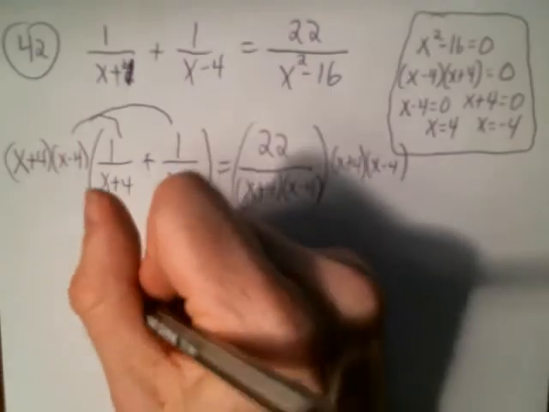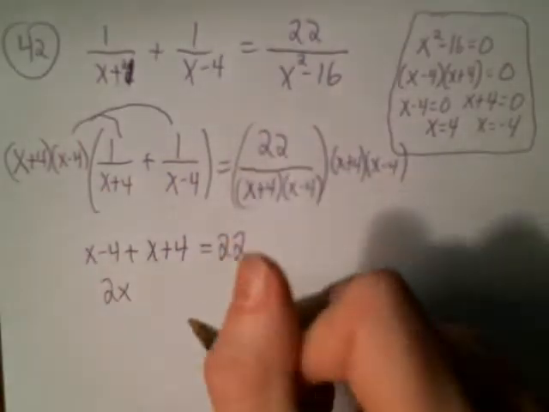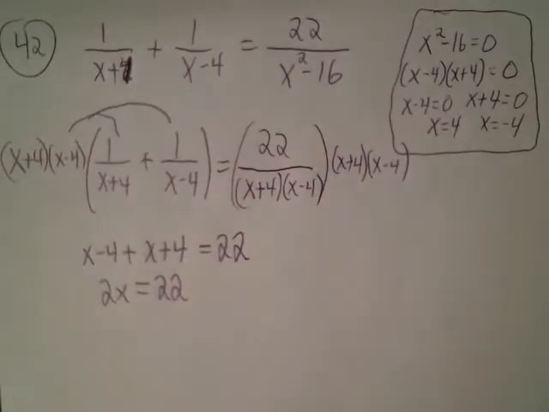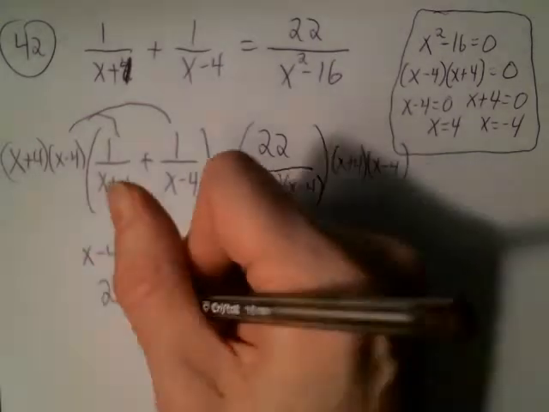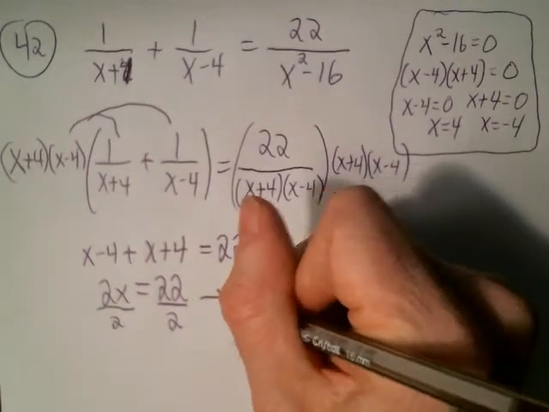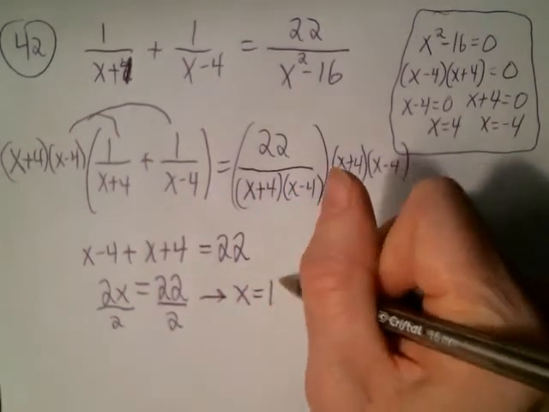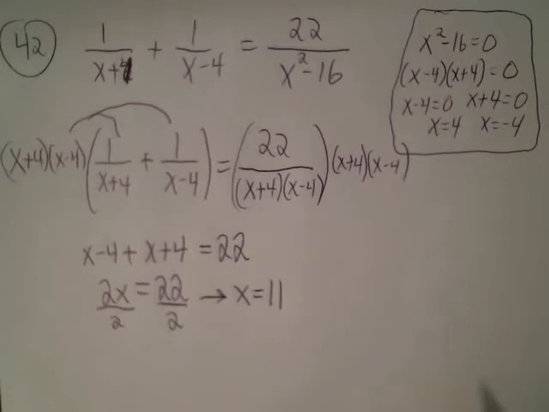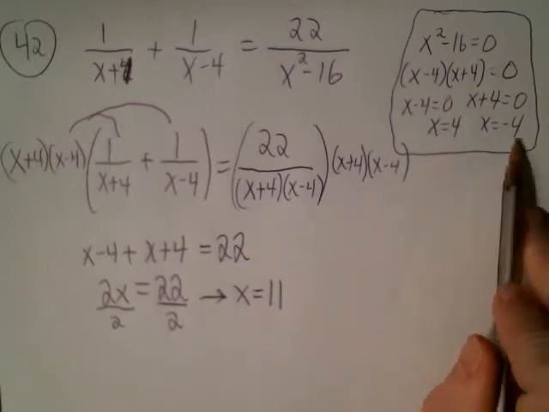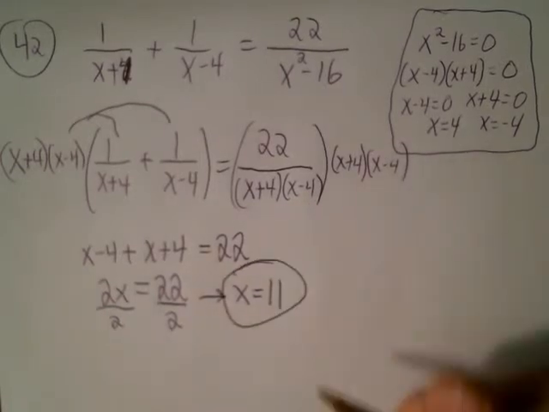Combine like terms, so x and x is 2x. 4 minus 4 is 0. And on the other side, I have 22. Finally, divide both sides by 2. And it looks like I have x equals 11. Compare that to your restrictions. Okay, it passes. So therefore, this is our solution.